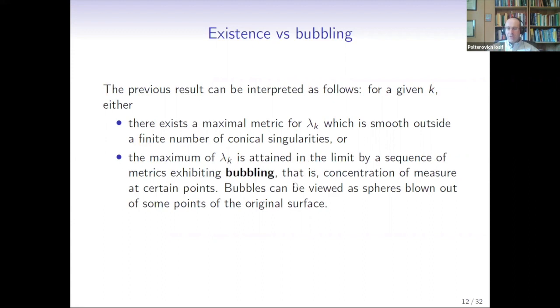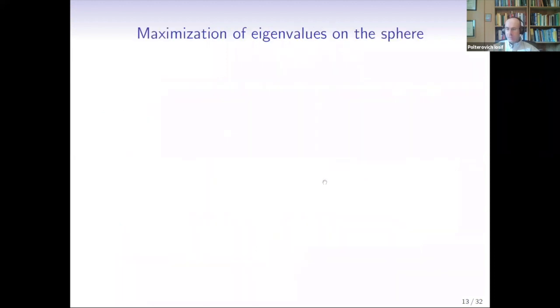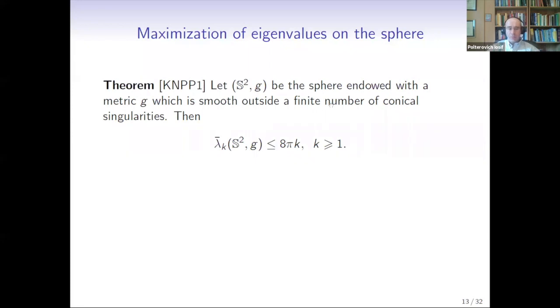And as you will see in the examples that I'm going to present, this bubbling phenomenon is actually what you see, at least for the sphere and for the projective plane. It's also kind of easy to see that the number of bubbles cannot be too large, so it is at most k. And that's what we observe on the sphere, in fact. So let me now state the result that we have obtained with Misha, Nikolai, and Alexei for the sphere.